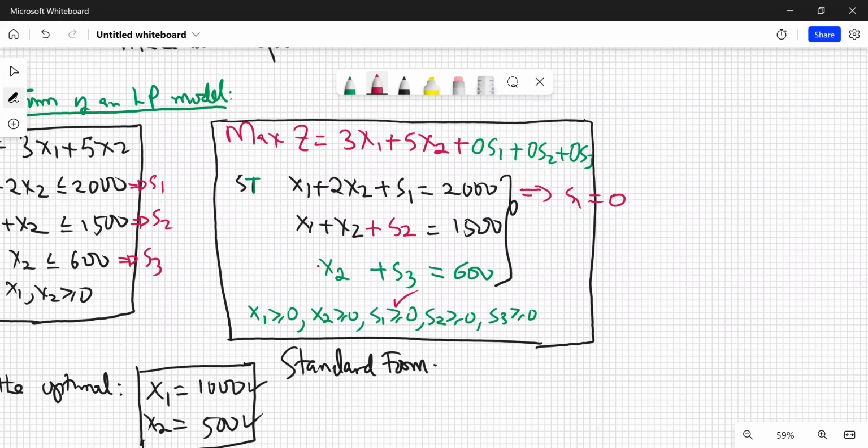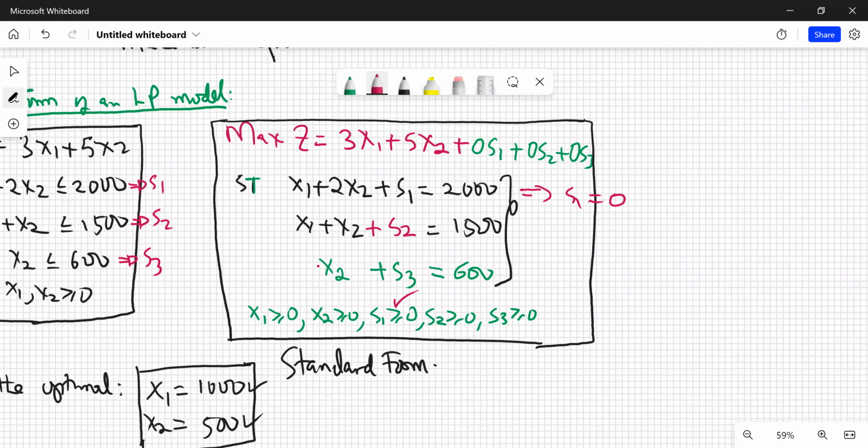Then we come to the last one, where we're saying x2 plus S3 is 600, and x2 is 500. So we're going to have 500 plus S3 is 600. So that means that your S3 is 600 minus 500, which is 100.